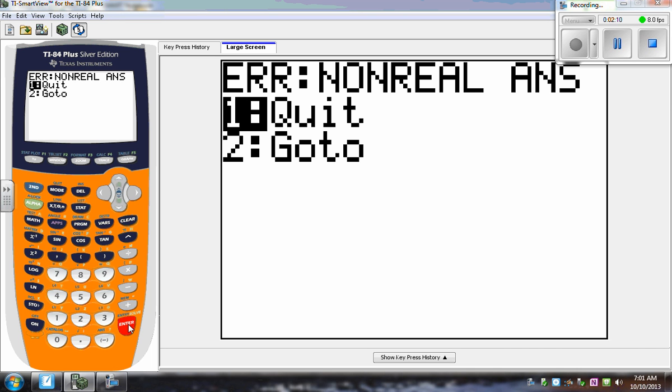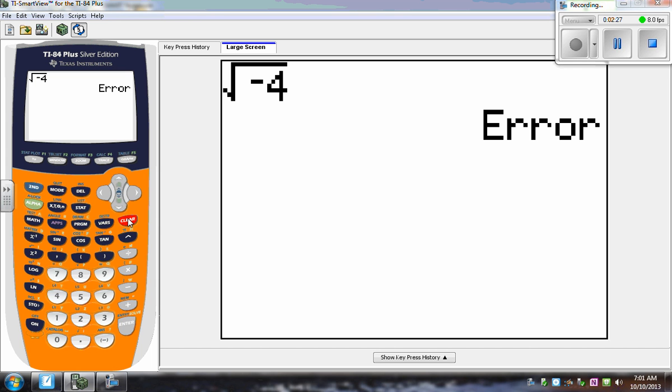And that's because we cannot take the square root of a negative. There's no two numbers that, when multiplied together, create a negative value. Think about it. Negatives times negatives create positives, and positives times positives create positives. So to take the square root of a negative number, we actually have to work in a different number system. And we're going to do that throughout the course of the year.